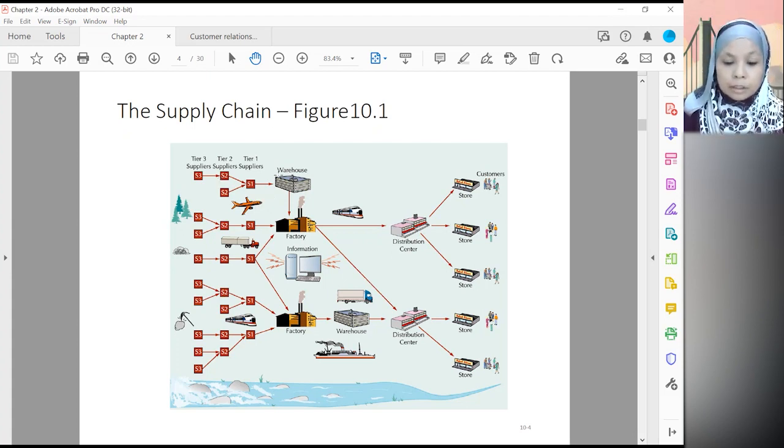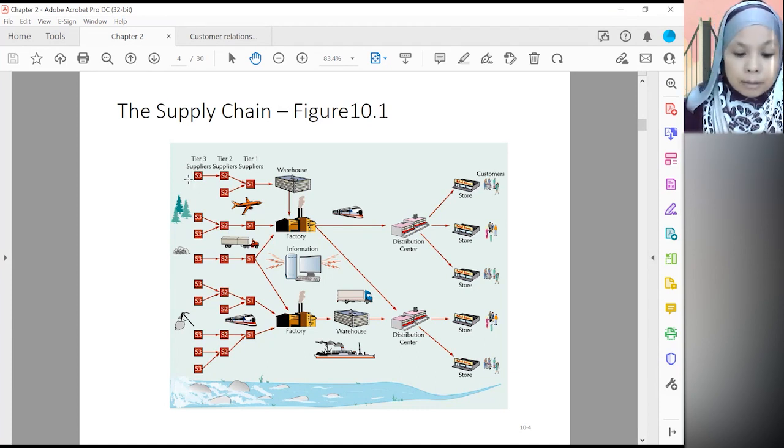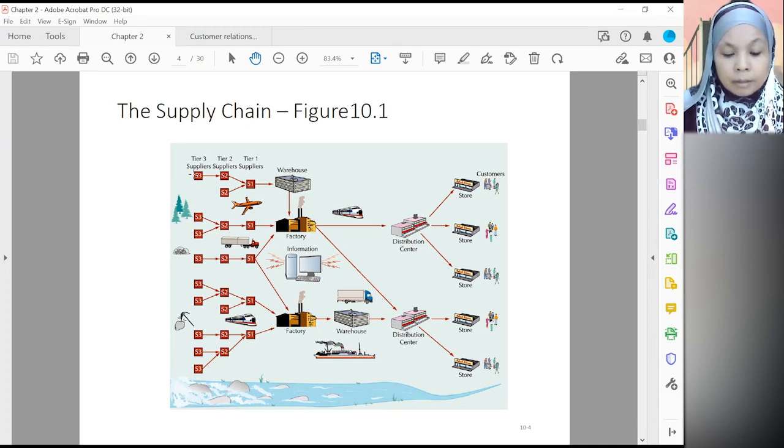So for suppliers, there are three tiers of suppliers. Let's say we're talking in this case about pineapple jam making. So supplier 1 could be the farmer who planted pineapple. Okay, and then the farmer might be selling the pineapple to a buyer. So this buyer sells to another level of seller. So you as manufacturer will buy from the tier 1 supplier.